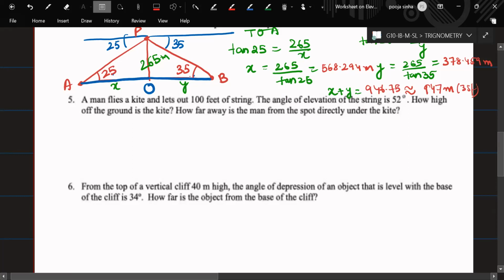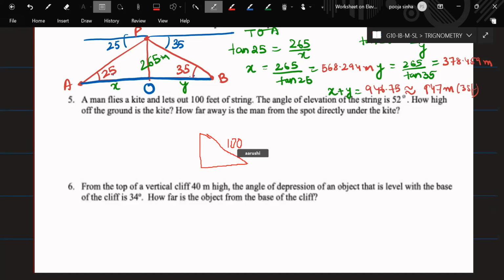Miss, I can't find it. Okay. A man flies a kite and lets out 100 feet of string. The angle of elevation of the string is 52 degrees, just like the one we did. How high off the ground is the kite? How far away is the point directly under it?